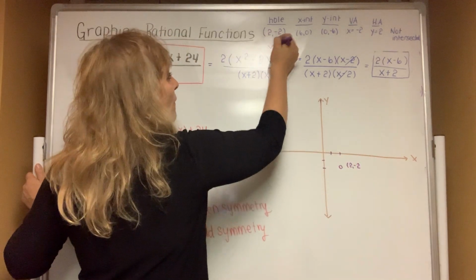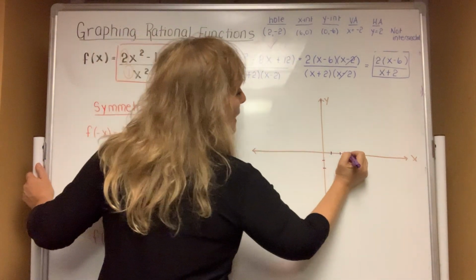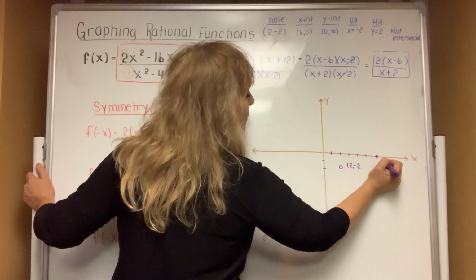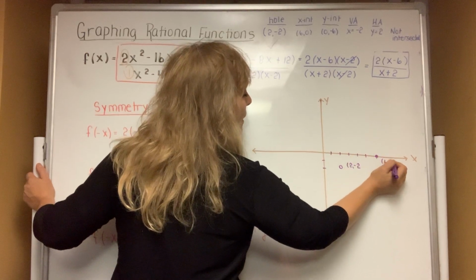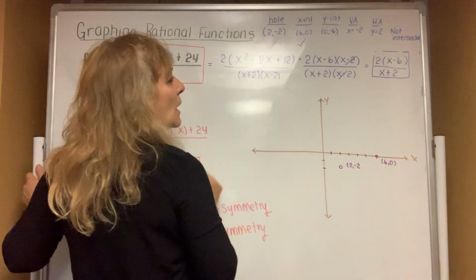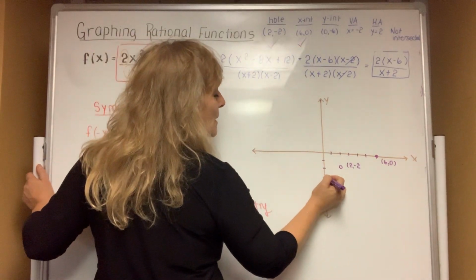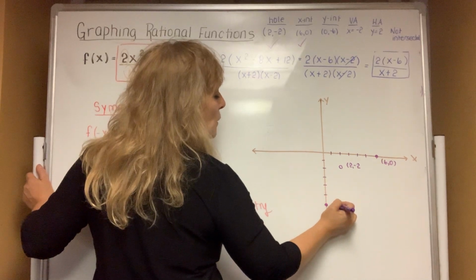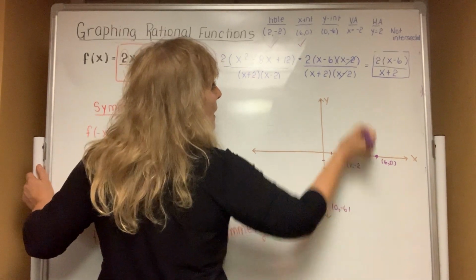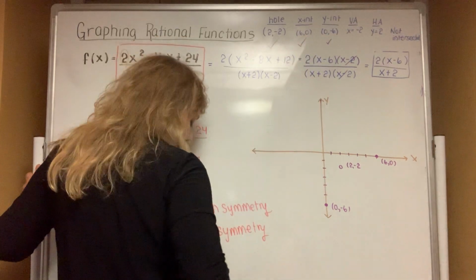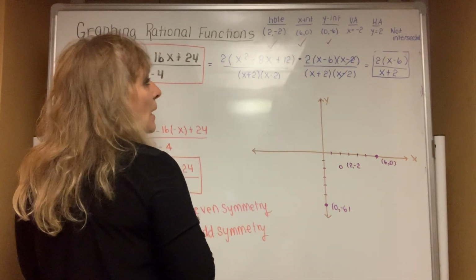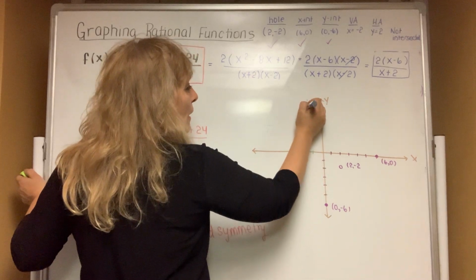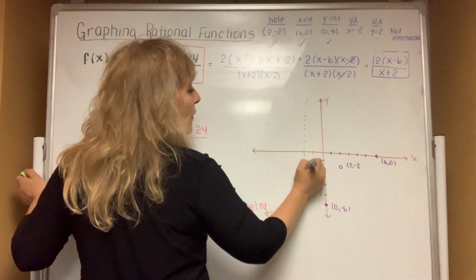That takes care of the first one. There's an x-intercept at 6 across, 0. So I'm labeling that. Second one is done. There's a y-intercept at 0, -6. So I'm labeling that one and checking it off. There is a vertical asymptote at x equals -2. So I'm marking it off and I'm putting in the vertical asymptote.